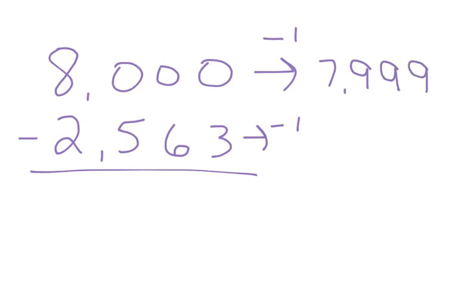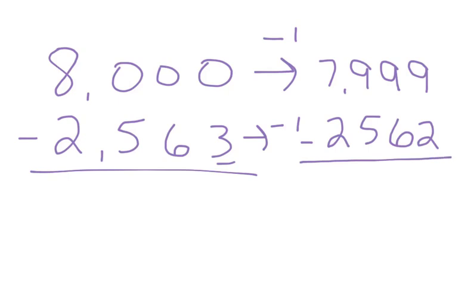7,999. Now I'm going to subtract. Remember, I'm going to take 1 away from the top, 1 away from the bottom. So now I have 2,562. And once again, this eliminates all regrouping. 9 minus 2, 7, 9 minus 6, 3, 9 minus 5, 4, 7 minus 2, 5, and that leaves us with the difference of 5,437.